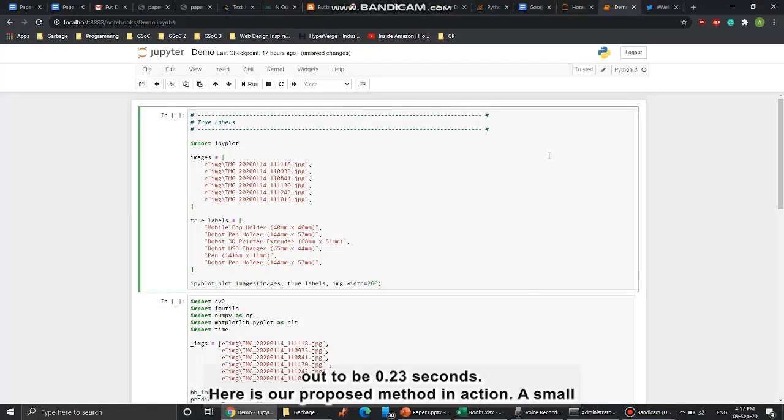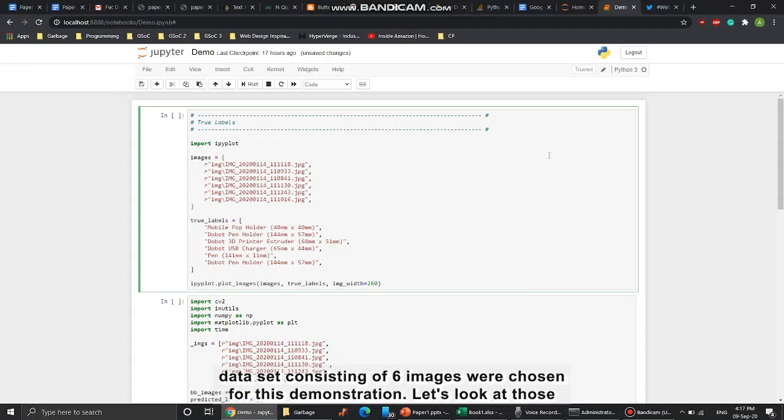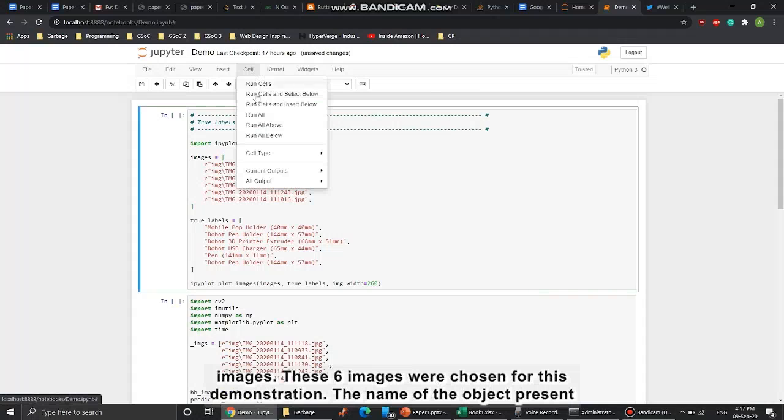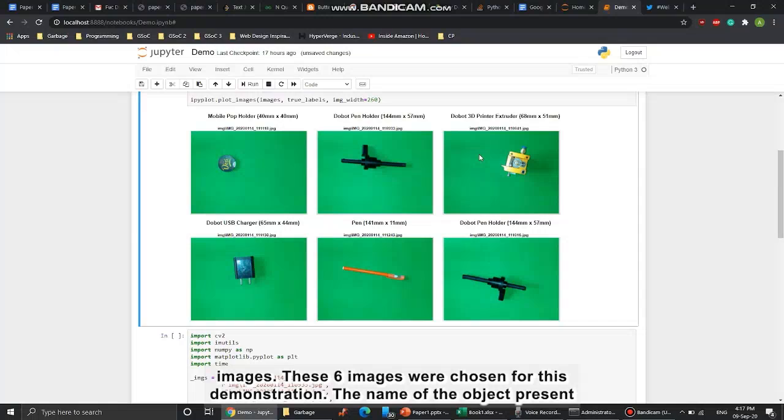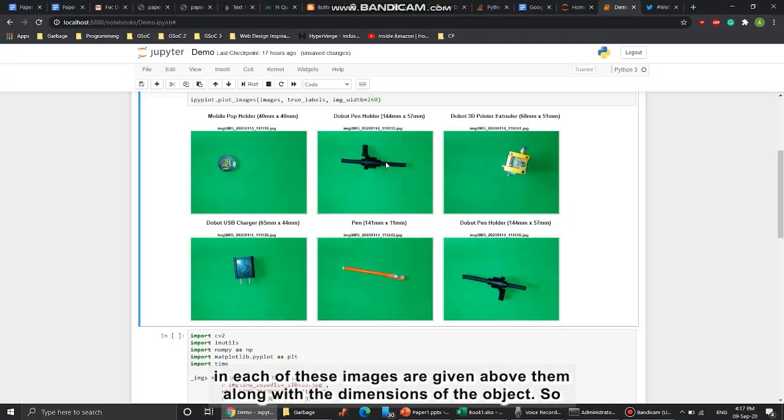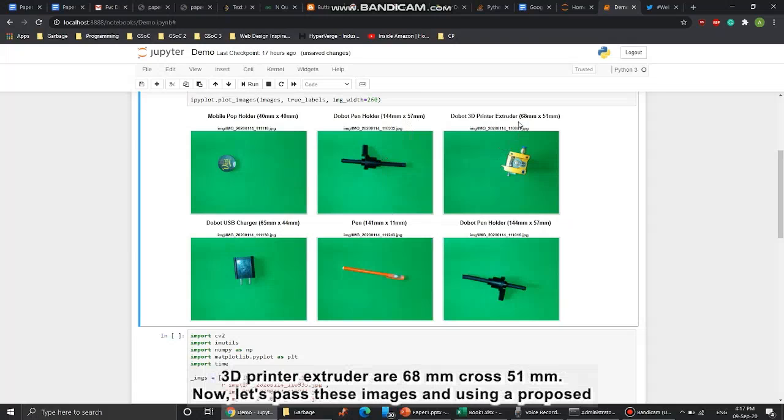Here is our proposed method in action. A small dataset consisting of 6 images is chosen for this demonstration. Let's look at those images. These 6 images were chosen for this demonstration. The name of the object present in each of these images is given above them, along with the dimensions of the object. So this image contains a Dobot pen holder. The dimensions of the Dobot pen holder are 144 mm by 57 mm. This image contains a Dobot 3D printer extruder. The dimensions of the 3D printer extruder are 68 mm by 51 mm.